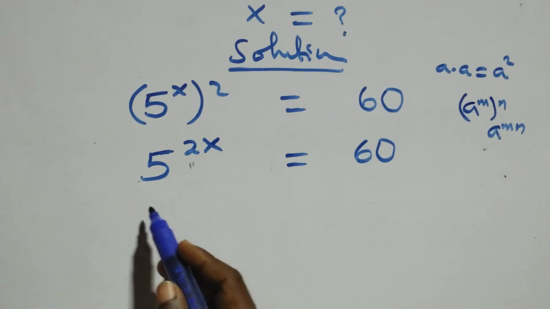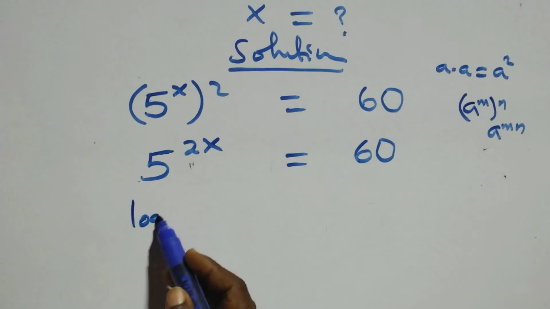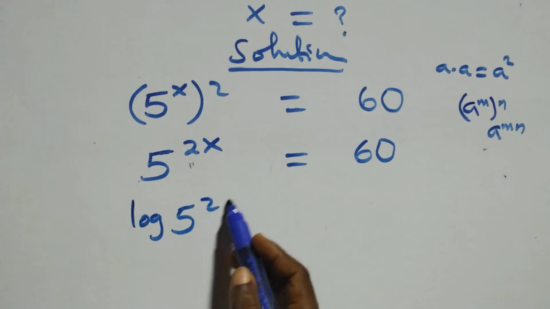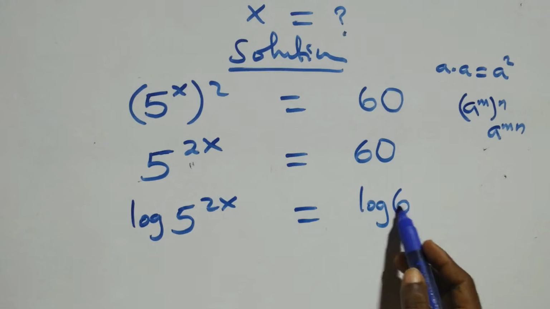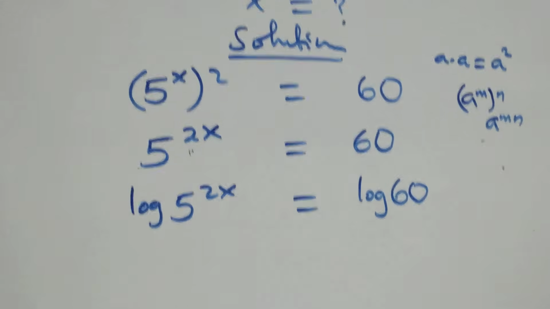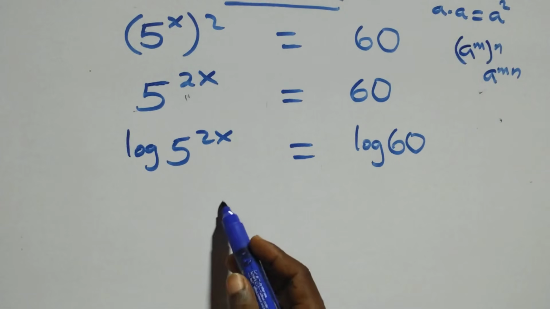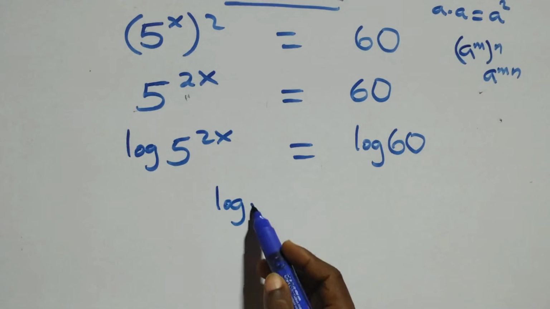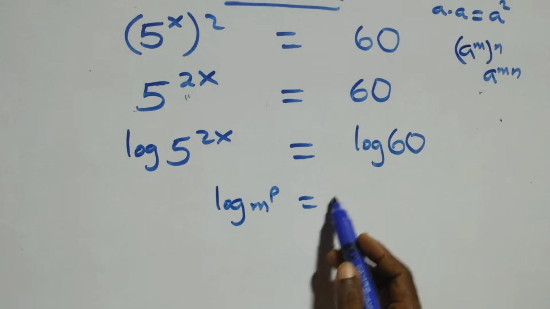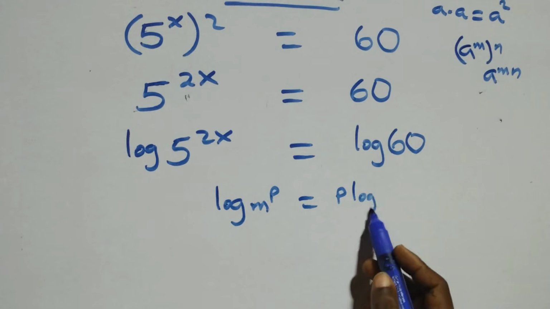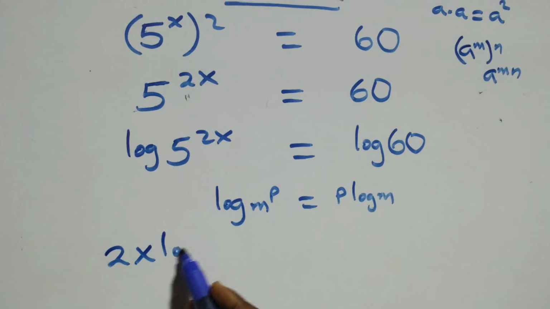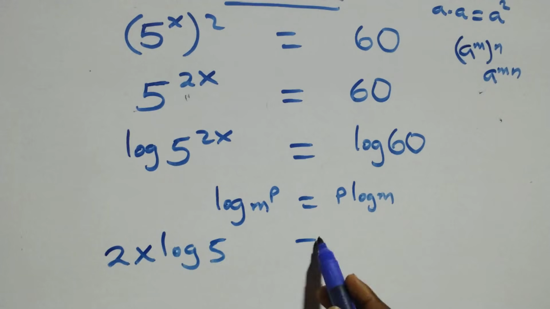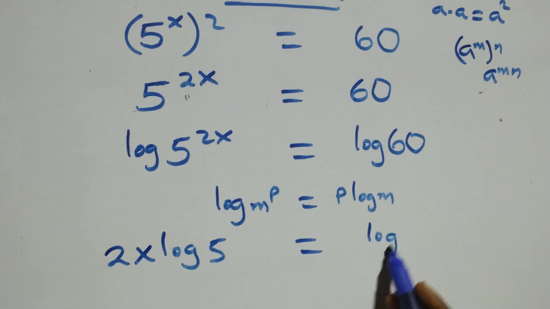Then here we take the log on both sides. That is, we have log 5 raised to power 2x equals log 60 from here. Then here we apply the power law of logarithm, when we have log m raised to power p, this is the same thing as p log m. That is, here we have 2x log 5 equals log 60.